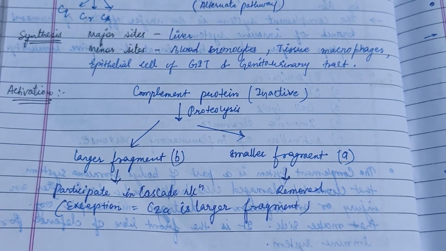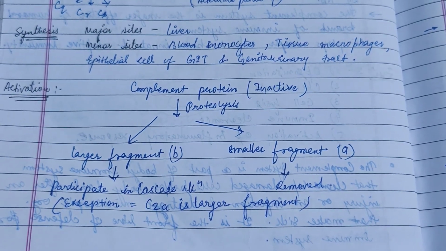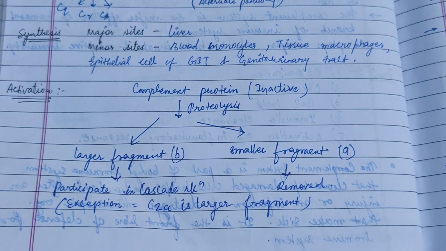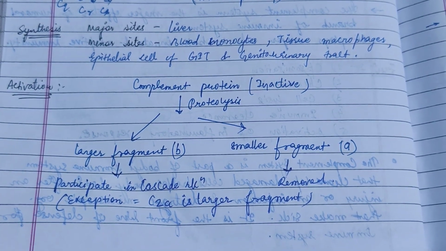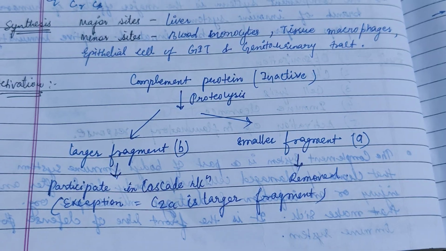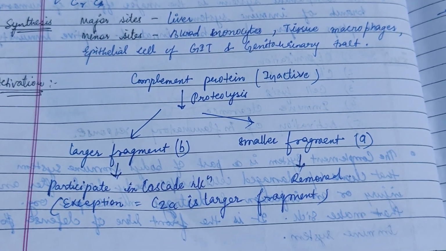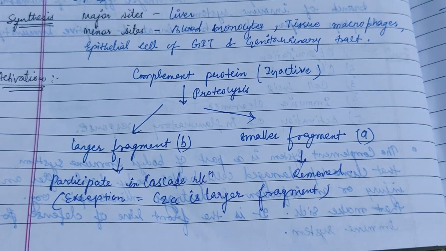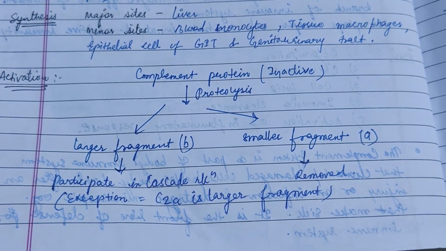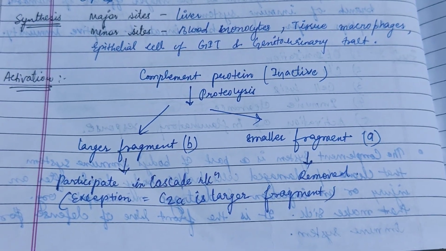The protein is in inactive form. When proteolysis occurs, the larger fragment forms the small b part, while the smaller fragment is known as the small a part. The larger fragment, denoted by the small b, participates in the cascade reaction, while the smaller a fragment is always removed. And there is an exception: C2a is the larger fragment.